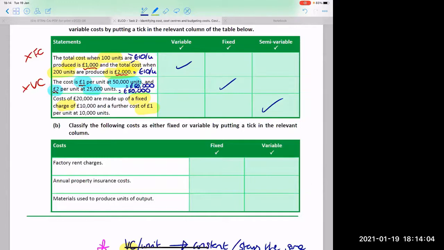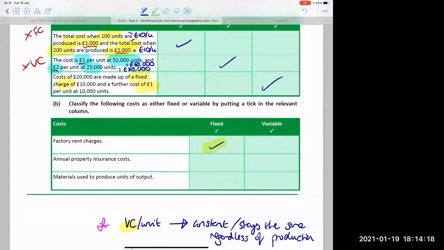And then in part B, we're going to be asked whether to classify the following costs as fixed or variable. Factory rent charge is a classic example of a fixed cost. The rent is not going to change regardless of how many units you're producing. It's not to say the rent bill can never go up or down, because landlords can put the rent up, can't they? But the point of it being a fixed cost is that it doesn't vary with units of production. Any rent increases are not to do with how many units we're producing in the factory.